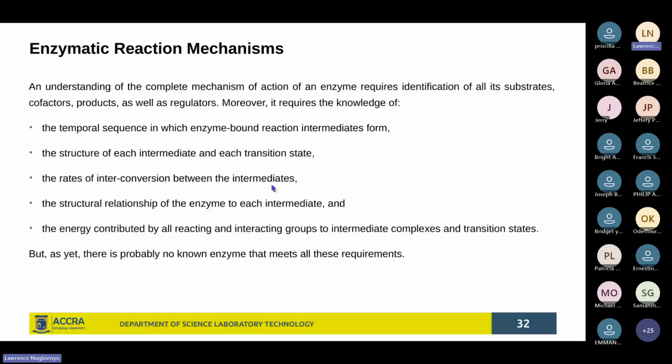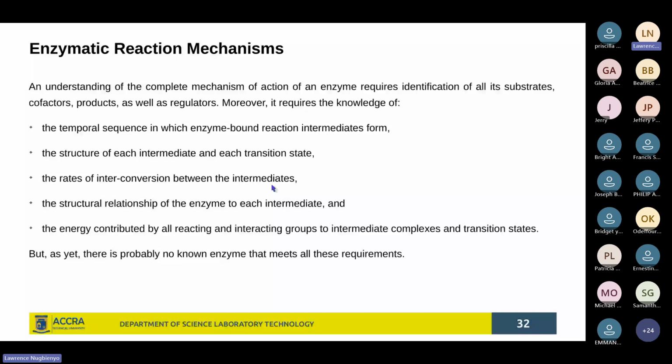So if you put all of it together, it means that in order to really understand the mechanism of action of an enzyme, you will need to understand things like the sequence in which the enzyme acts, say how the enzyme will bind to a substrate to form an intermediate. Then you also need to understand the structure of the intermediate which is formed itself at the transition state.